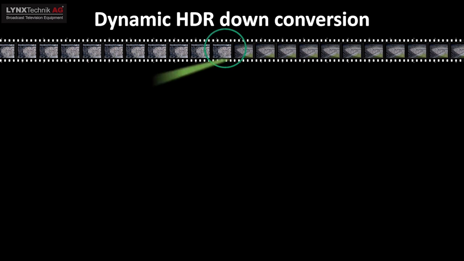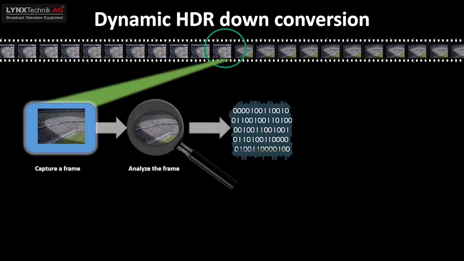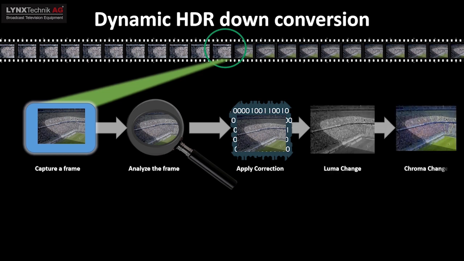HDR Evie performs that by capturing one frame at a time, analyzing it, and applying correction parameters to it. Changes in luma also affect the color impression, and that is why in the last two steps, chroma is automatically adjusted to luma. All these steps are performed in real time. The overall latency of the system is just one frame delay.